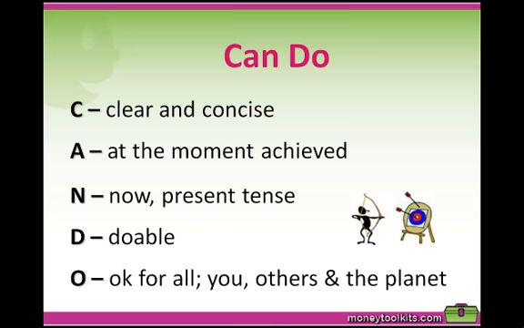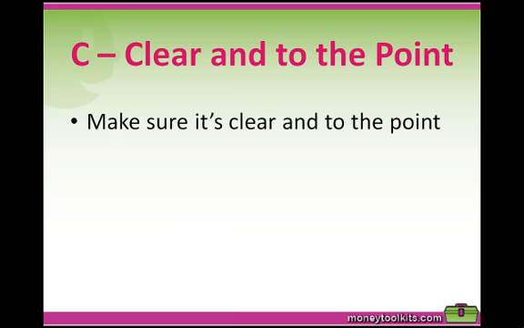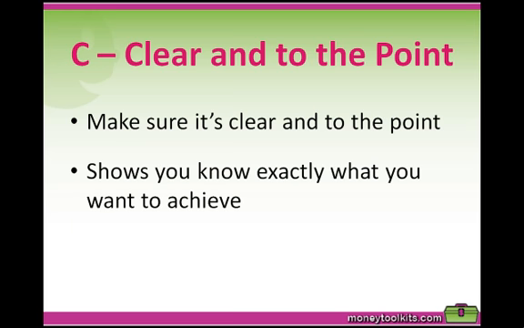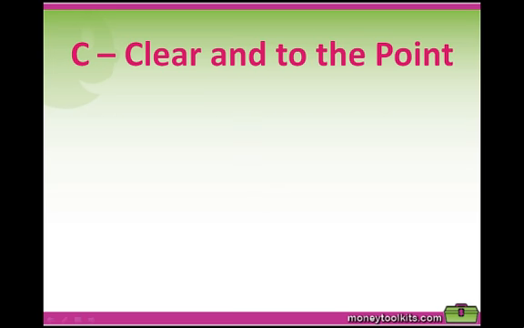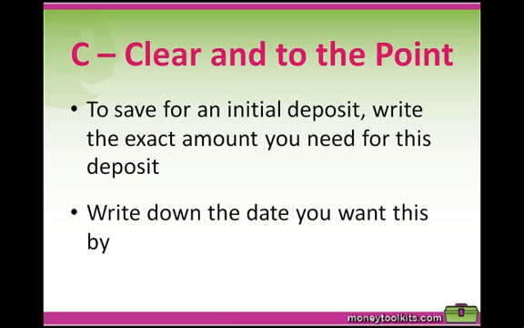So let's have a closer look at the first ingredient of can-do, C, which is clear and concise, or clear and to the point. Whenever you're setting a goal, make sure it's clear and to the point. The clearer the goal and the more specific it is, the better it's going to be, as this shows that you know exactly what it is that you want to achieve. For example, if you want to save for an initial deposit to invest in a managed fund under your Money Magnet account, then write the exact amount that you need for this deposit, say $1,000, and also write down the date that you want this by.